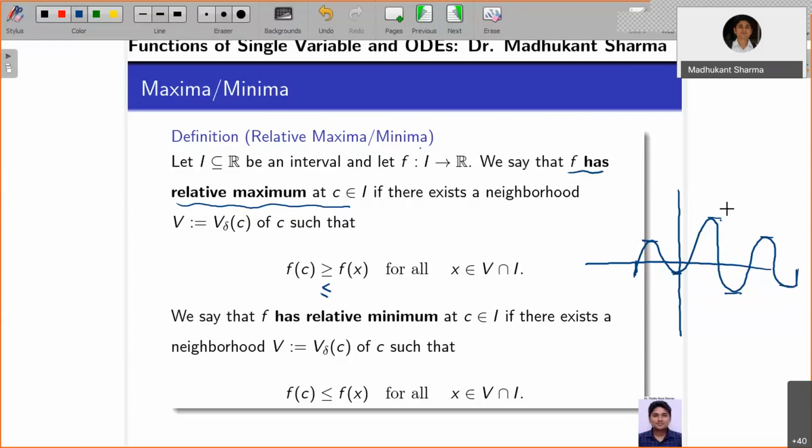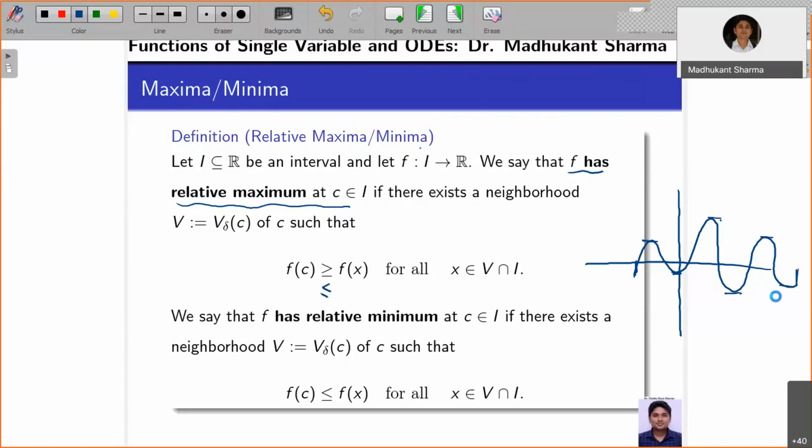It is not always possible to discuss the global minimum or global maximum, or absolute maximum or absolute minimum. So we are now moving to the local case. Okay, so we have a very important result which is known as the interior extremum theorem.